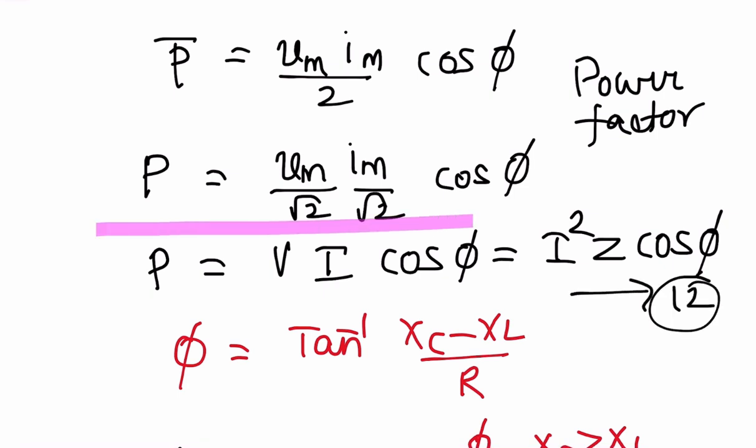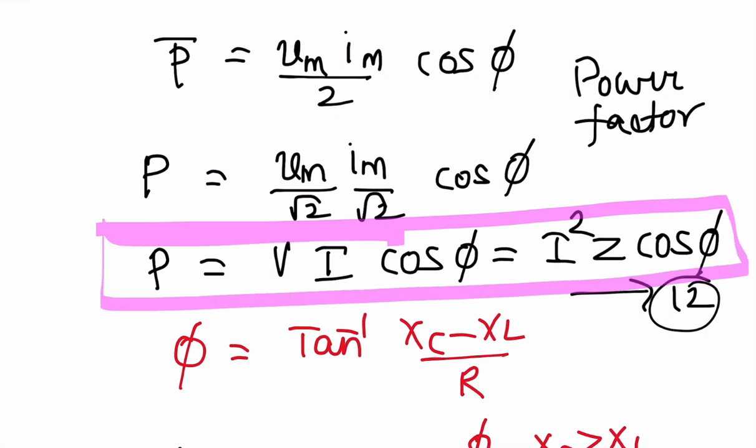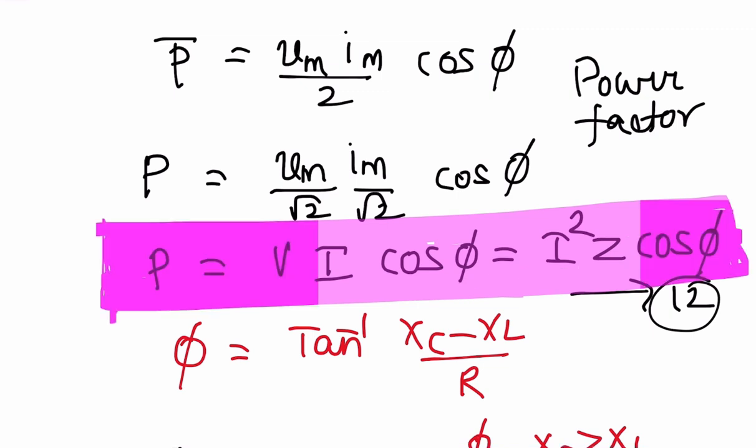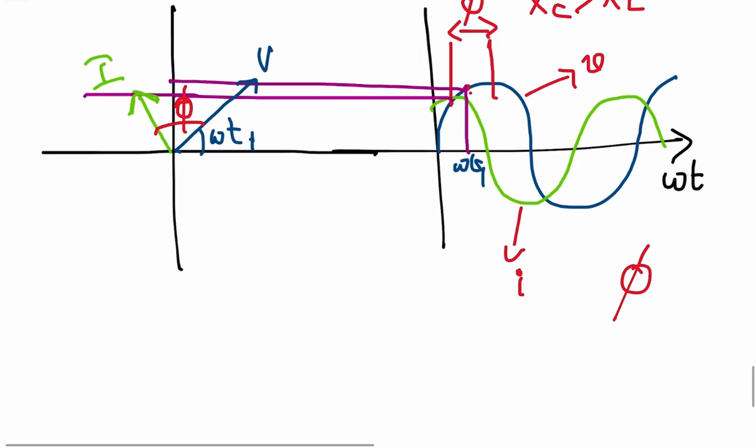So 5 points are over. And the circuit diagram I have already shown you on the top, and the remaining are the phasor diagram and the wave diagram, which are here. With this we have completely done everything about the LCR series circuit.